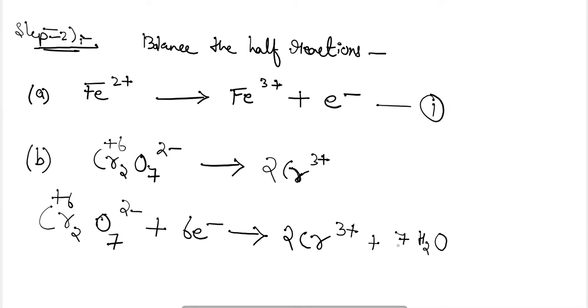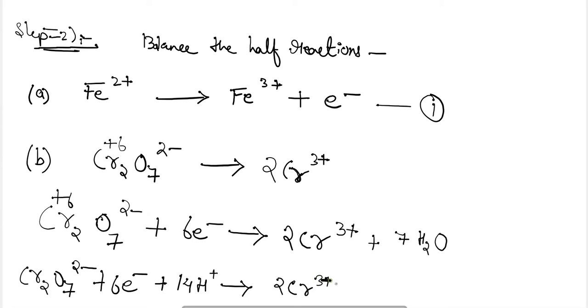And as we have added 7 water molecules on the product side, we will observe that the hydrogen number has become unbalanced on the reactant side. So to balance that, we will add 14 hydronium ions on the reactant side to balance the hydrogen. Now we can observe that both the hydrogen and oxygen have been balanced on both sides. So after this, this will become equation number 2.